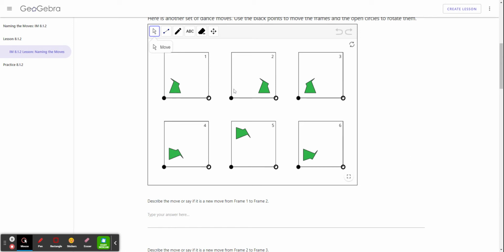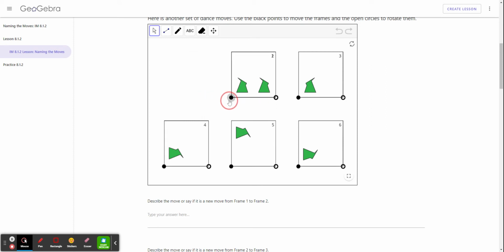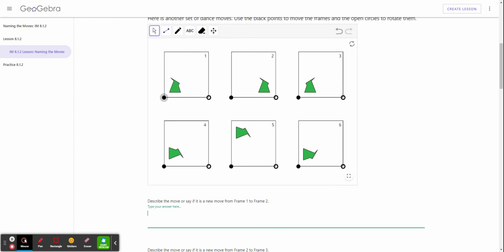Now, from frame 1 to frame 2, if I kind of overlay those on top of each other, I can see that all that's really happened there is the figure has slid. It was over in the left bottom corner. Now it's over in the right bottom corner. We were calling that a slide in the last lesson. So I'm going to say from frame 1 to frame 2, the figure slides to the right.